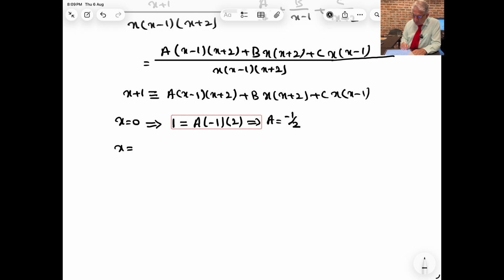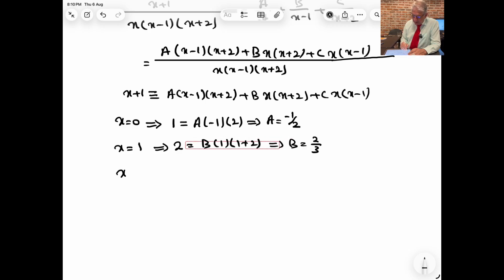The next number I am choosing is x equal to 1, because this will be 0 and this also will be 0. So my life will be easy. With x equal to 1, on the left hand side I am going to get 1 plus 1, which is 2. Therefore a will vanish, and we are getting b times 1 times 3. The last part also will be 0, so no need to write anything. From here, you can see that 3b is equal to 2. Therefore, b will be equal to 2 over 3.